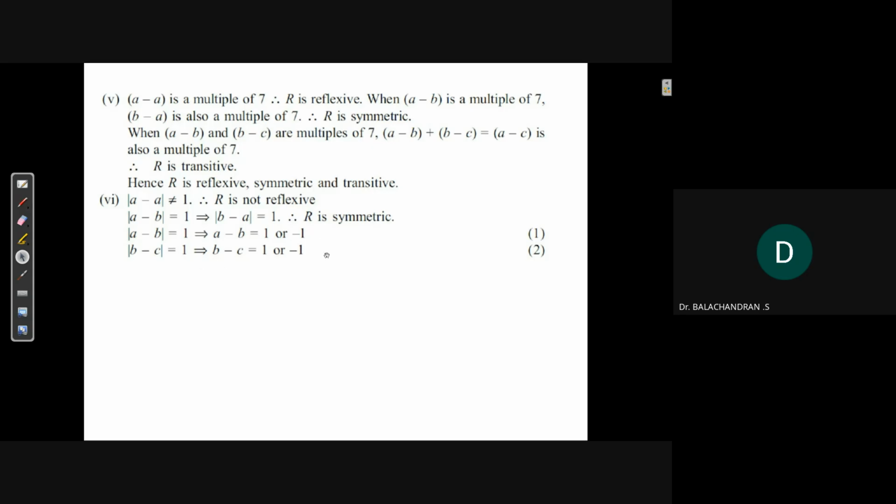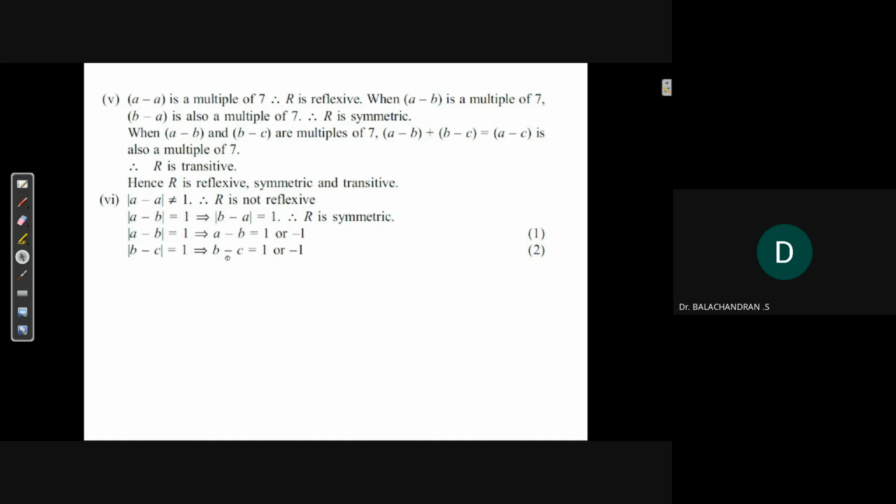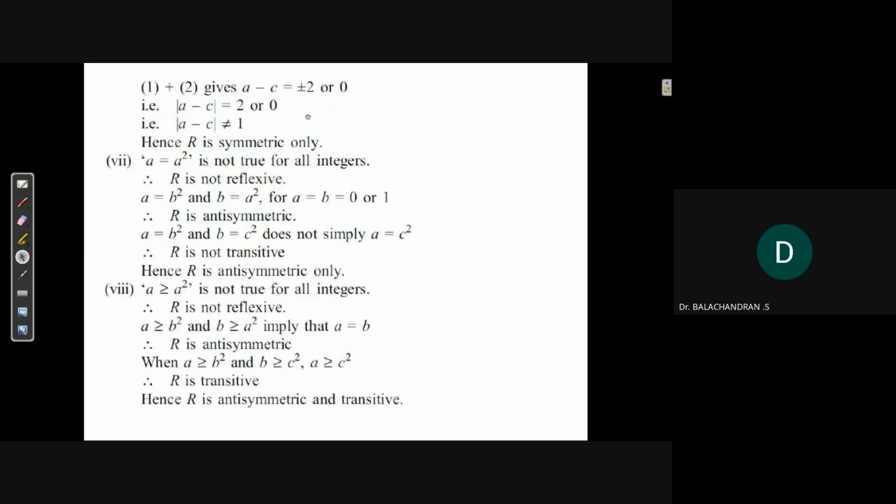Now, if we add both 1 and 2, b gets cancelled. So a minus c: if both of them are 1, you'll get 2. If both of them are minus 1, you'll get minus 2. If one is 1 and the other is minus 1, you'll get 0. So there are 3 combinations: 2, minus 2, or 0. That's why plus or minus 2 or 0.